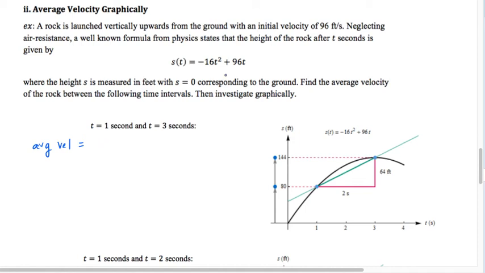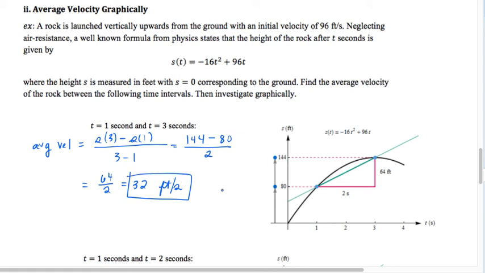So it's position at 3 seconds. You can plug in 3 and calculate s of 3, or you can just read it off this graph right here. The height at 3 seconds, if you plug in 3 here, you're going to get is 144. So we get 144 minus the height at 1 second after it's launched is 80, all over 2. So let's see, 144 minus 80, that's going to be 64 divided by 2, or about 32 feet per second is the average speed. Now it's going to be going faster than that 1 second after it's launched, and then it's going up, the rock is going up, so it's slowing down.